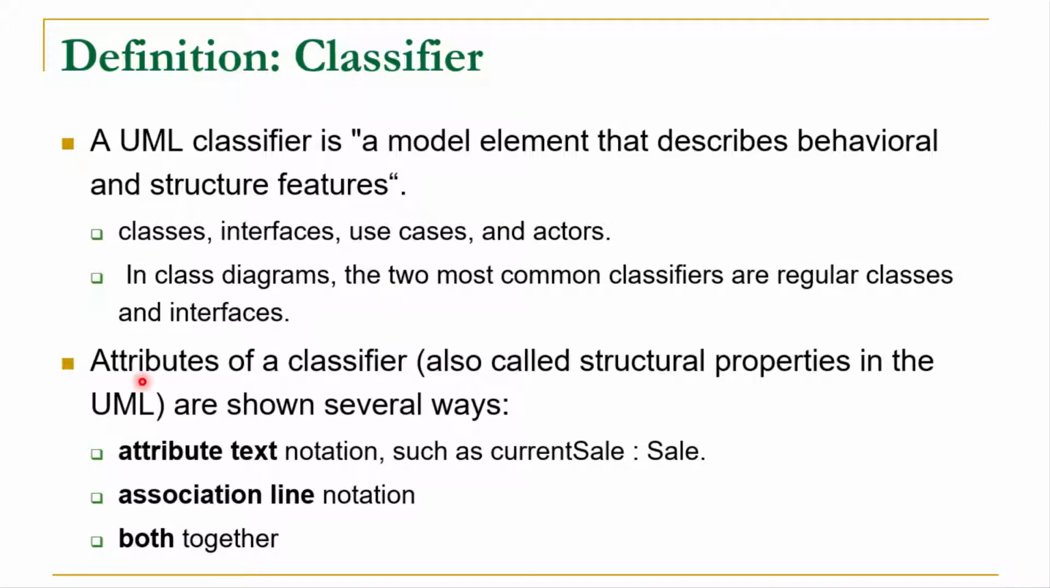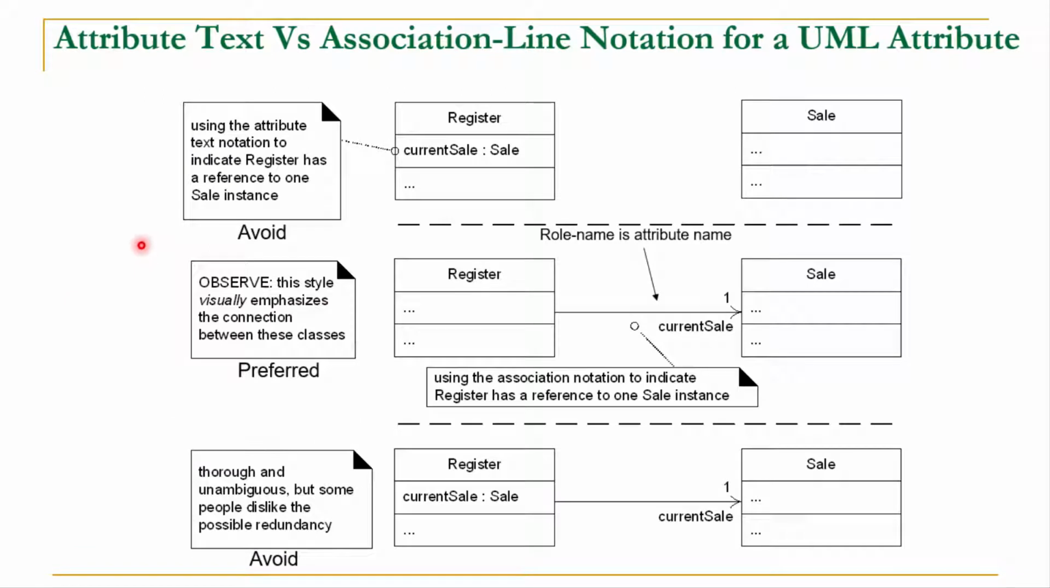The attributes of the classifier, which are also called the structural properties, can be shown in several ways. For example, we can show an attribute text notation, or we can show an association line notation, or we can show both of them together. So for class diagrams, we have different possibilities. Here in this example, I'm using the attribute text notation to indicate that register has a reference to one sale instance. So this is one possibility.